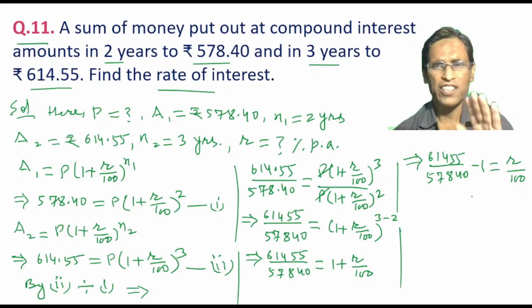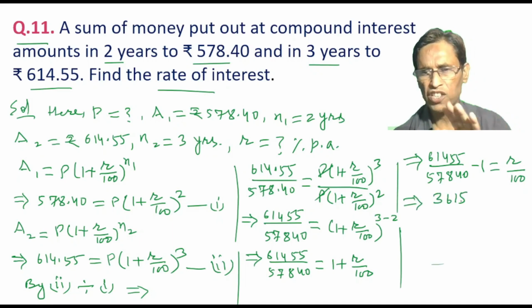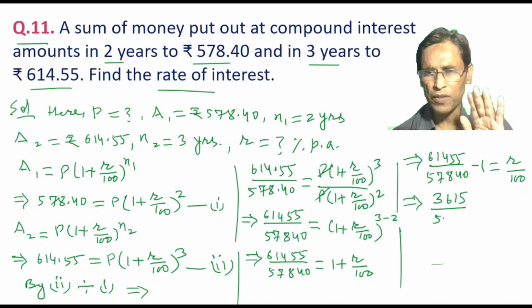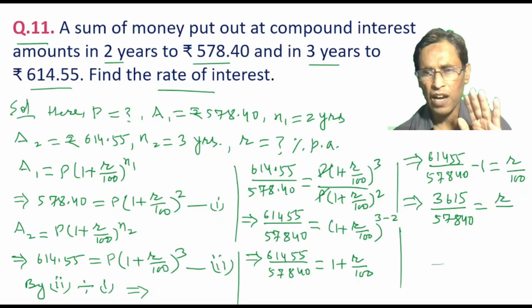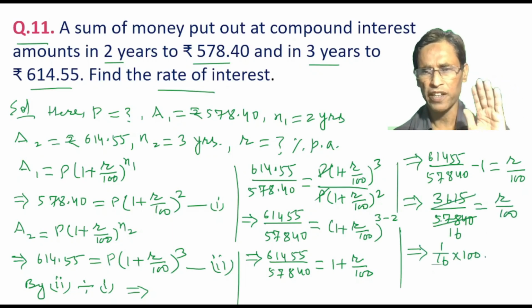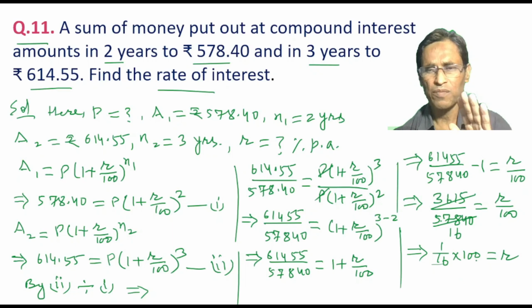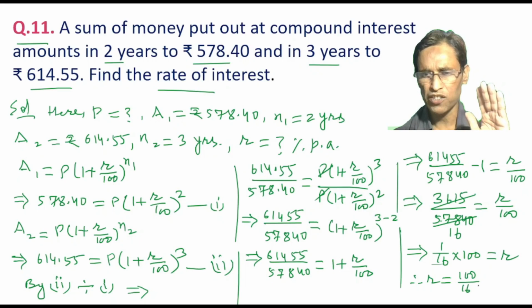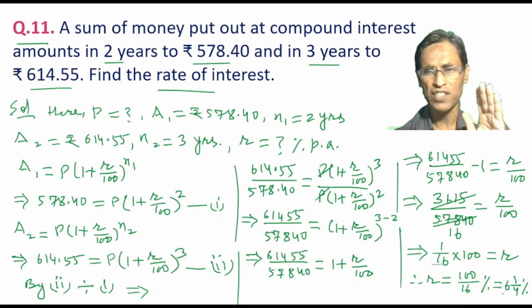Now in LHS we simplify and get 3615 as numerator, and in denominator will be 57,840, and in RHS R by 100, and in RHS it is R. Now this is the value of R, and so it should be expressed in percent. Therefore R is 6 1/4%. This is the required rate of interest, answer.